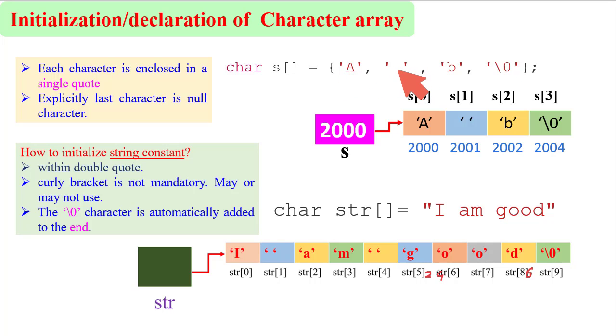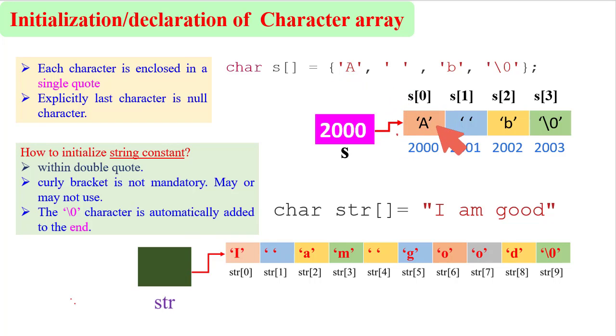Here for example this is space character, next character is B, and explicitly the last character is always a null character. Now what will be the memory location? When the array is defined, a memory block will be allocated for this array. According to this example, the array has 4 elements, so 4 memory locations will be there.